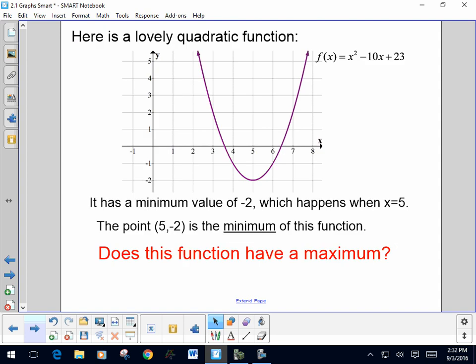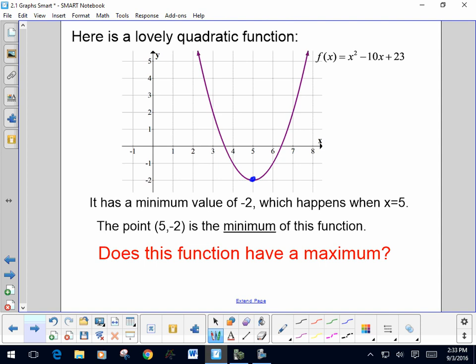Before we start our next characteristic of functions, I wanted to look at this little parabola. It's x squared minus 10x plus 23. This parabola has a minimum value of -2 right here. And that minimum value of -2 happens when x is equal to 5. So we might say that the point (5, -2) is the minimum of this parabola.